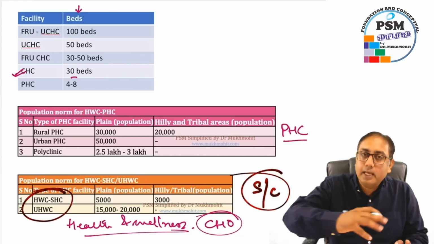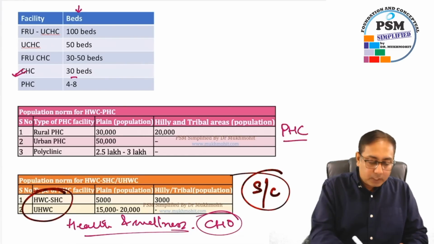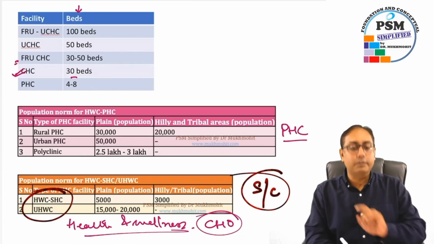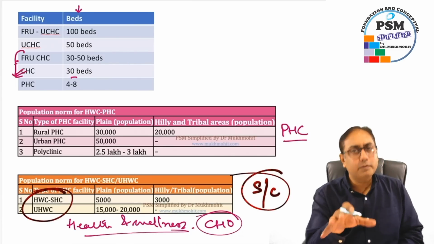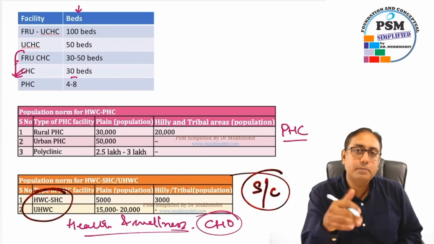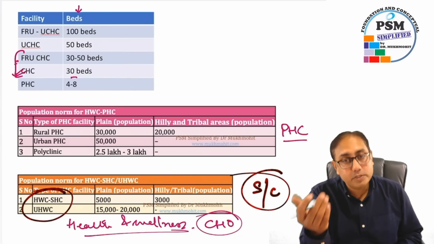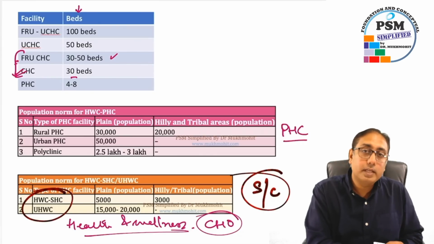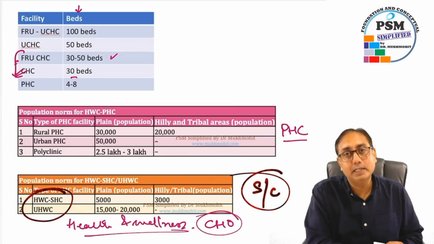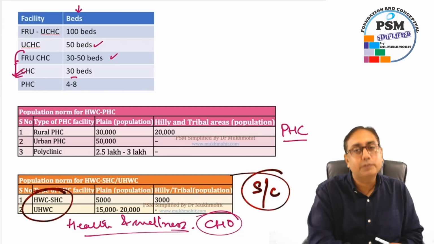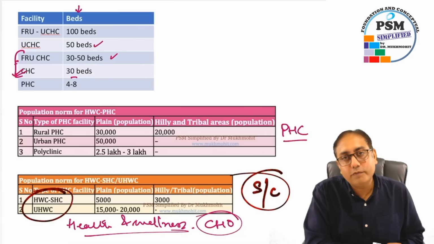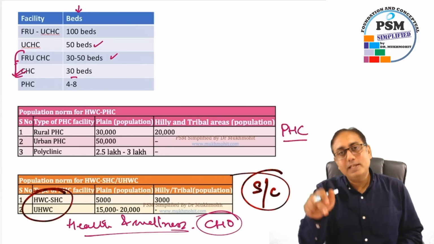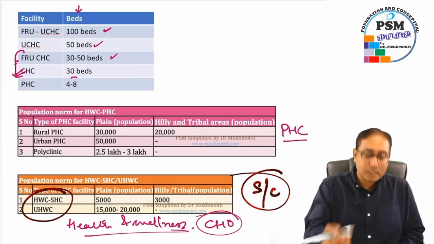Now in case the CHC has been upgraded to an FRU. What is FRU? FRU stands for first referral unit. So if the conventional 30 bedded CHC has been upgraded to FRU, it is called an FRU CHC. It could have up to 50 beds. In case it was an urban CHC, which is for 2.5 lakh in all cities and for 5 lakh in metropolitan cities, the minimum number of beds is 50, and if it has been upgraded to FRU UCHC, it will be 100 or 100 plus beds.